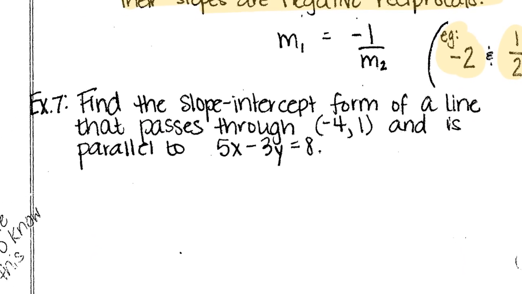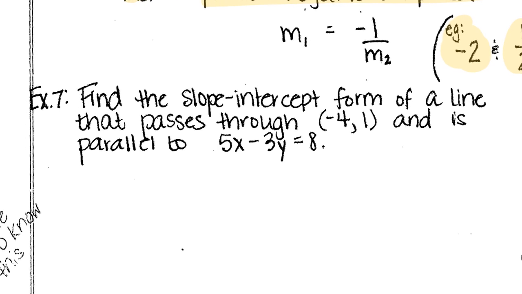Find the slope-intercept form of a line that passes through (-4, 1) and is parallel. Now, before you write anything down, I want you guys to look up here, because this always confuses students, okay? You see this right here? Why did they give us this equation? So we could find the slope. They gave us that for one reason.